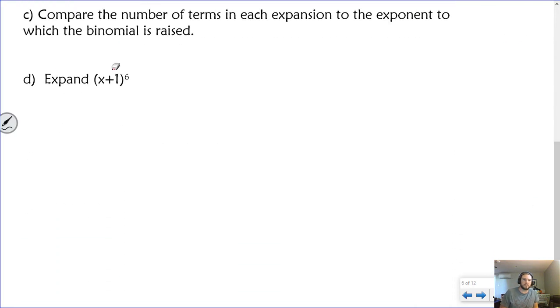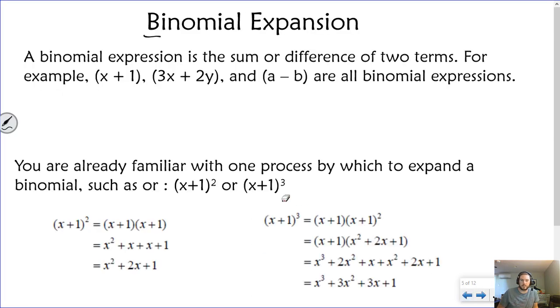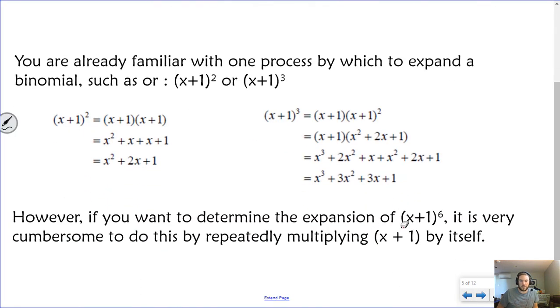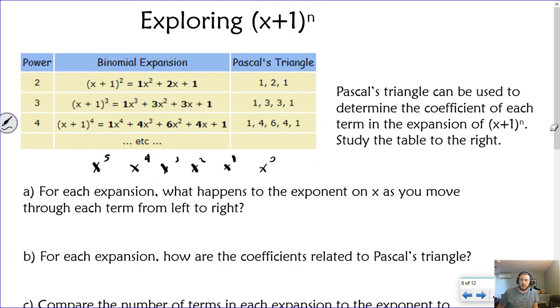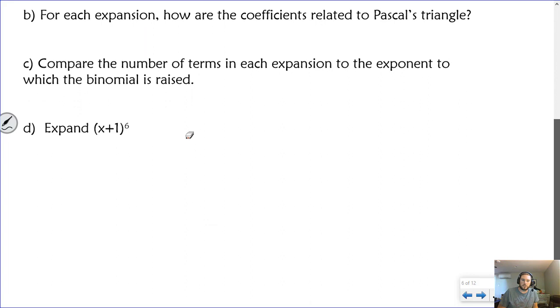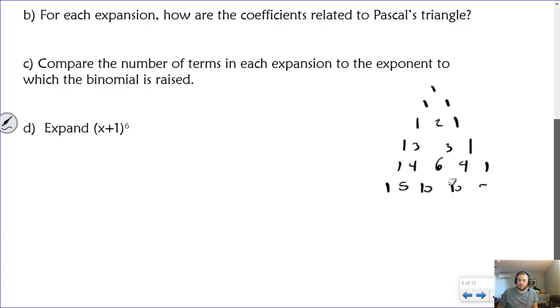So with that in mind, let's see if we can do what the previous question suggested would be tiresome or tedious if we were to just expand it like we used to. And let's use Pascal's triangle to help us do that. In order to do this, we would need to know what the sixth row of Pascal's triangle is. So 1, 1, 1, 1, 2, 1, 1, 3, 3, 1, 1, 4, 6, 4, 1, 1, 5, 10, 10, 5, 1, and finally 1, 6, 15, 20, 15, 6, 1.